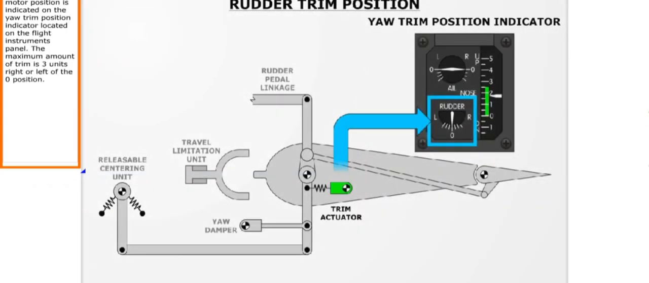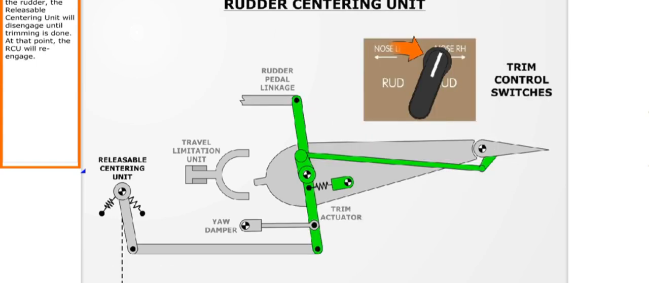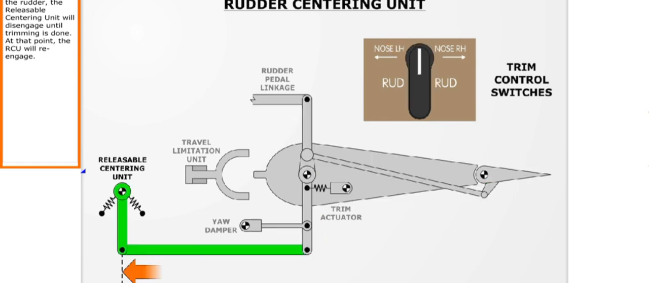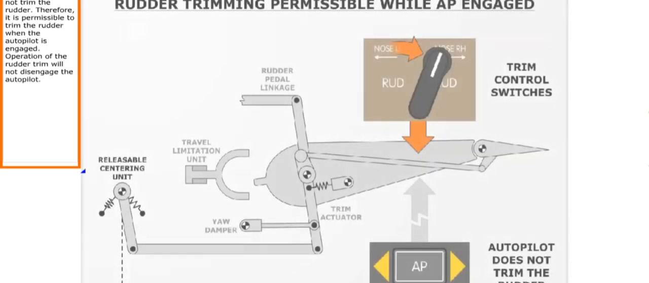Rudder trim motor position is indicated on the yaw trim position indicator located on the flight instruments panel. The maximum amount of trim is 3 units right or left of the 0 position. When you trim the rudder, the releasable centering unit will disengage until trimming is done. At that point, the RCU will re-engage.